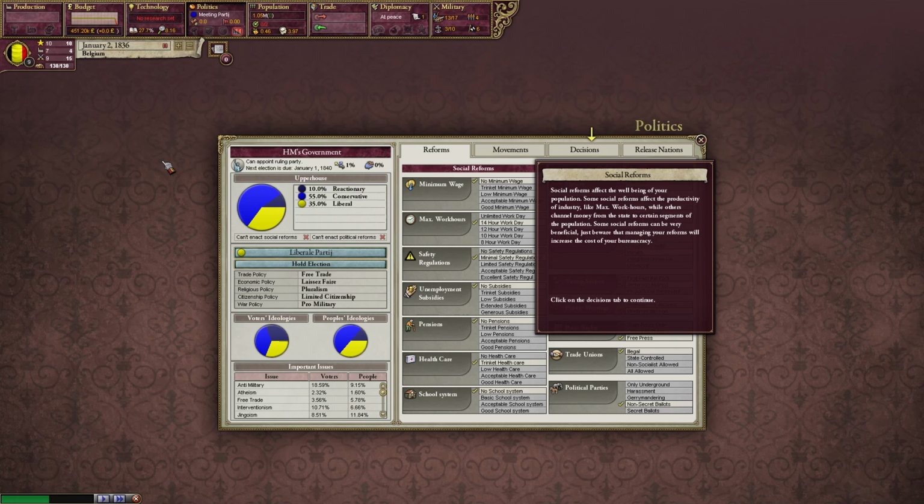Social reforms affect the well-being of your population. Some social reforms affect the productivity of industry, like max work hours, while others channel money from the state to certain segments of the population. Some social reforms can be very beneficial. Just be aware that managing reforms will increase the cost of your bureaucracy.